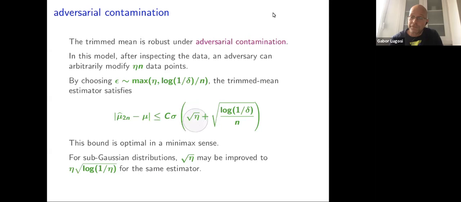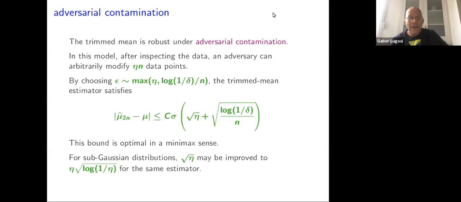If the only thing we're willing to assume is a second moment, okay? Because you can just modify the distribution by a little bit by random data, and you won't be able to distinguish between contamination and the actual distribution. Okay, so this is the best you can do.